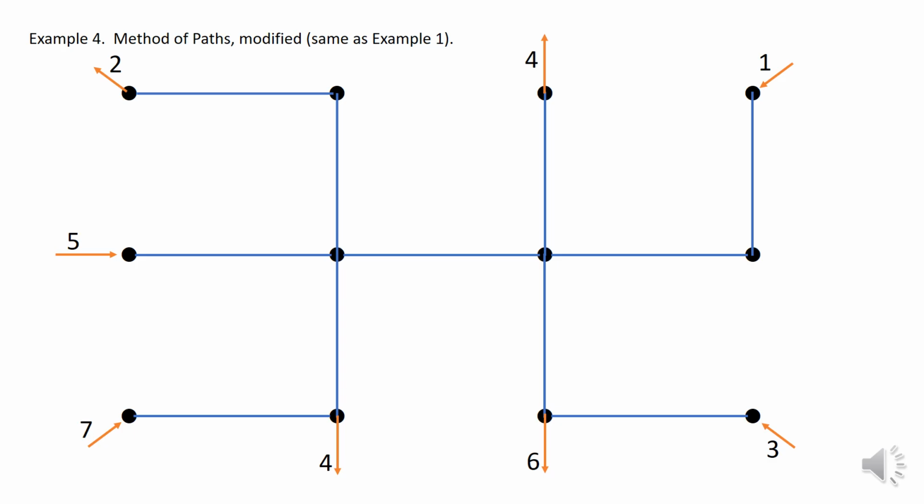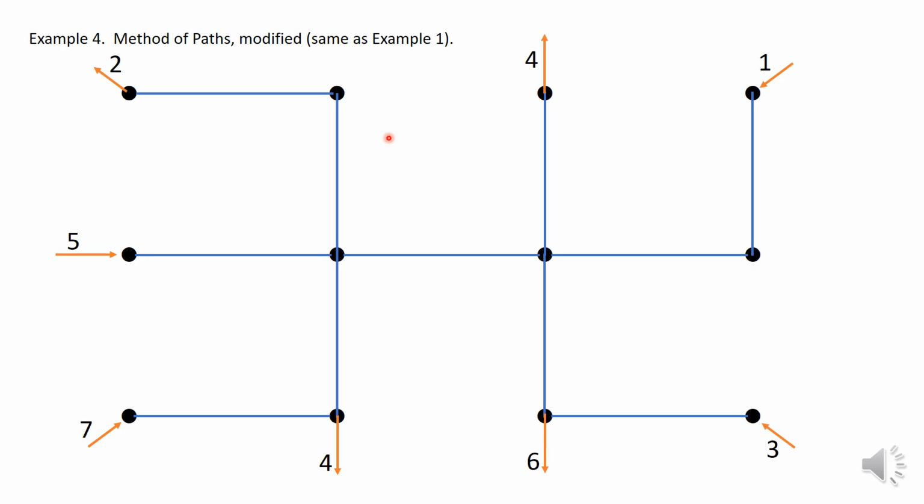This is the same example as in example 1. In example 1, we use the method of going vertex by vertex and solving for a single unknown. But what I'll do is I will modify the method of paths to solve this network. Even though the flows are not matched, I have a 1 entering here, but I don't have a 1 leaving, I can still modify the method of paths to solve this network.